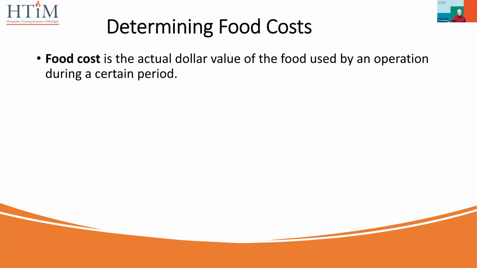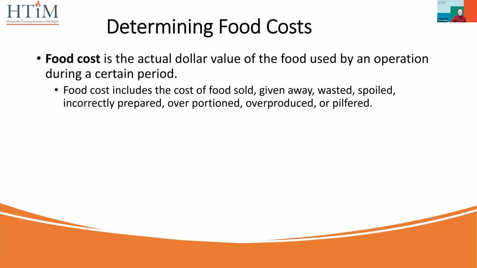So, as we said at the beginning, food cost is the actual dollar value of food used by an operation during a certain period. Not a markup, that's our revenue or our sales cost. This is what it actually costs our operation to buy it from our suppliers or vendors, okay? This includes any cost of food sold, given away, any food wasted, spoiled, incorrectly prepared. Again, not expecting perfection. So sometimes, oops, we made a mistake and now we have to throw some of that stuff away. Maybe we've overportioned something, we've overproduced something, or somebody's stolen it, okay?